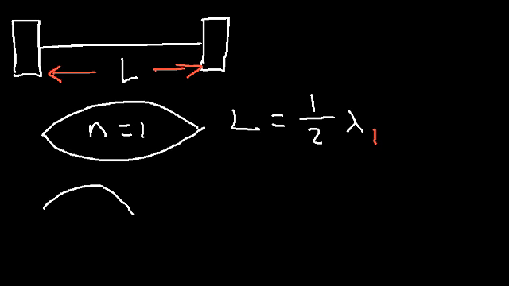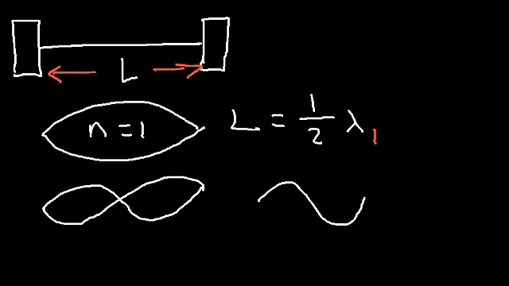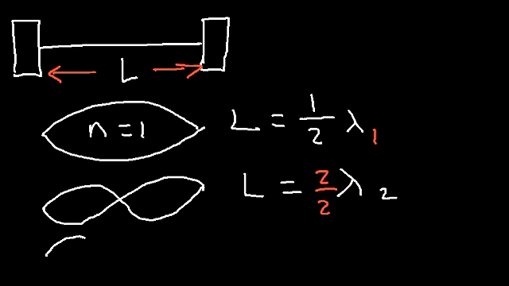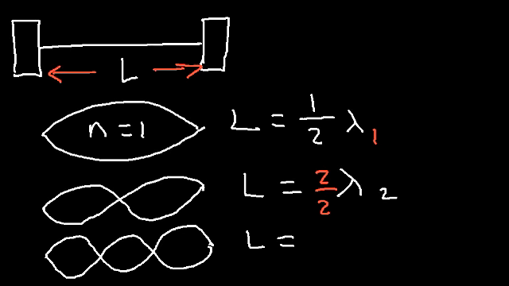Now let's say there are two loops. It's going to look like this. So n is 2. Notice that for two loops, it's equal to one wave. That's one cycle, which has the length of one wavelength. So L is equal to lambda. But I'm going to write it as 2/2, so you can see a pattern. 2/2 is basically 1. Now let's say we have three loops. So L is equal to 1.5 times the wavelength, or 3/2.